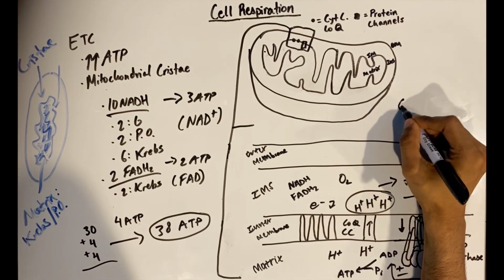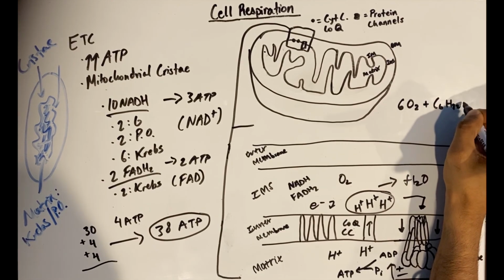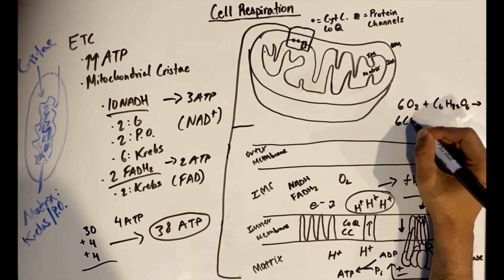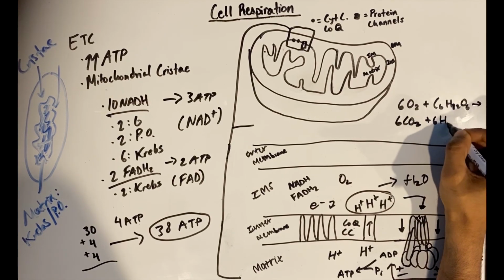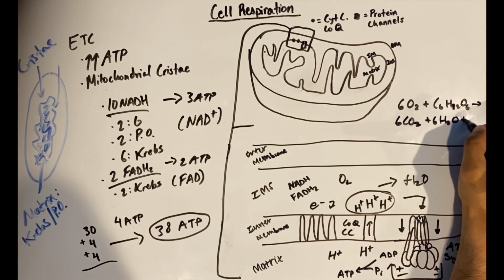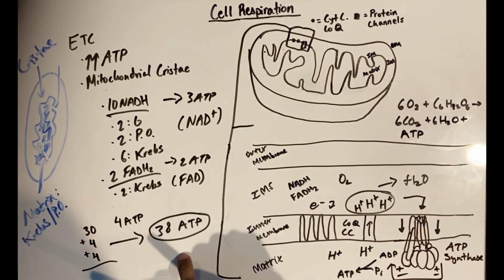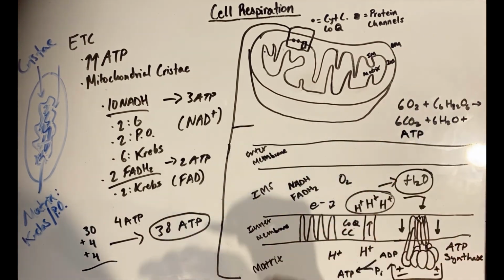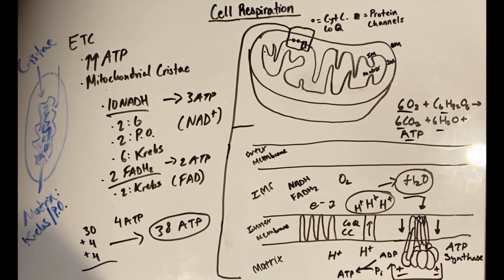Let's write our equation again. You have 6O2 plus C6H12O6 yields 6CO2, which we already discussed, that was our waste product, plus 6H2O plus ATP. So we already made our ATP. Now we already have water because of this oxygen. CO2 is already left, and glycolysis already happened for the glucose. We have already talked about each single component. And that is what cell respiration is.